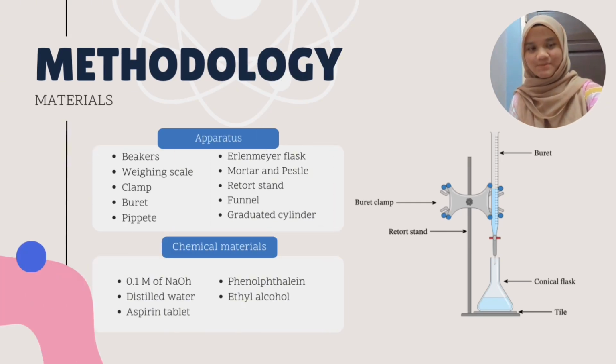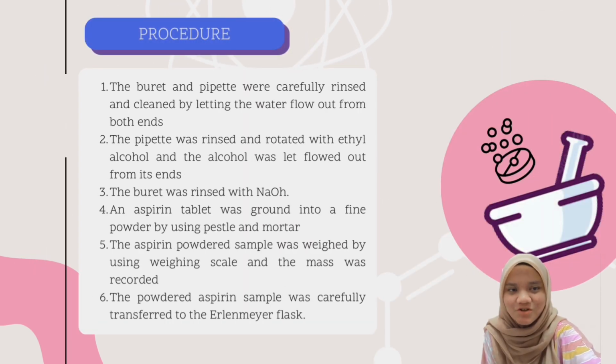Let's move on to the experimental section. Before we start the lab, we need to make sure all the apparatus and chemicals needed are ready to use. For apparatus, we need beakers, weighing scale, clamp, burette, pipette, Erlenmeyer flask, mortar and pestle, ring stand, funnel, and graduated cylinder. For chemical materials, we need 0.1 molarity of sodium hydroxide, distilled water, aspirin tablets, phenolphthalein indicator, and ethyl alcohol. Okay, let's jump to the procedure on how the lab was conducted.